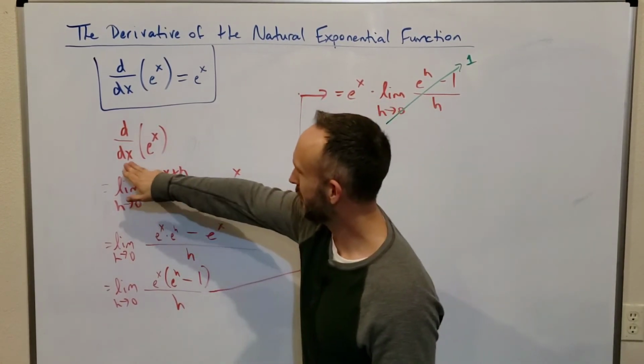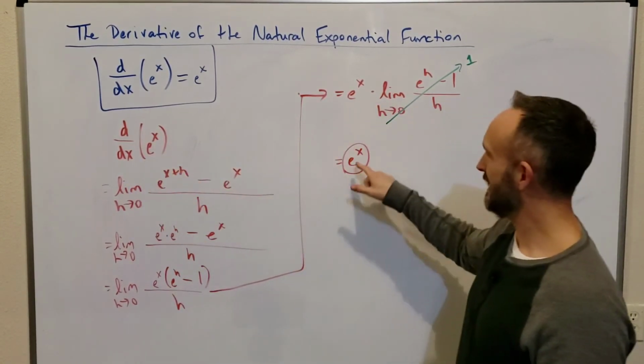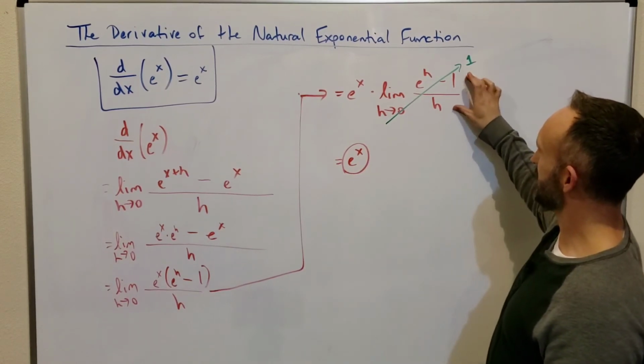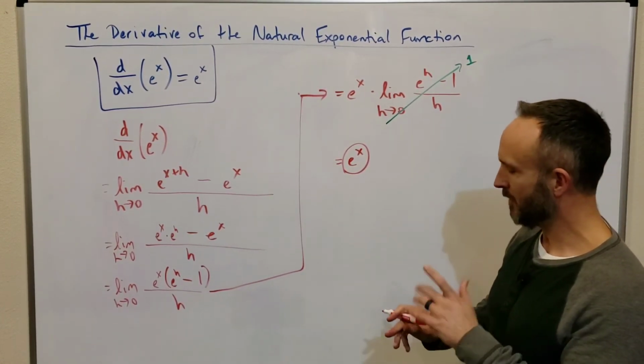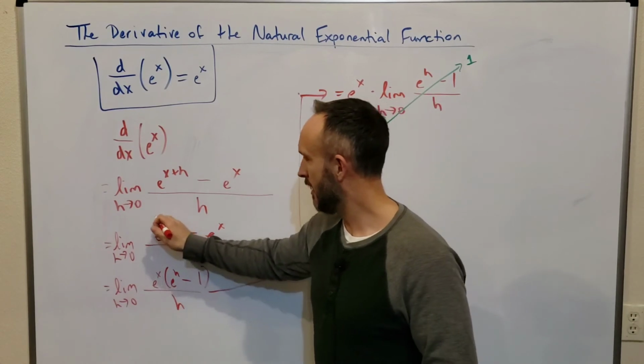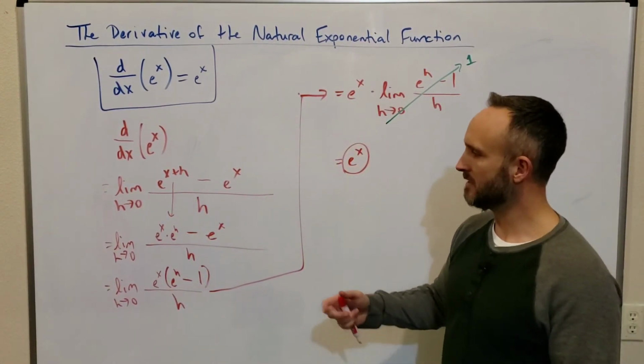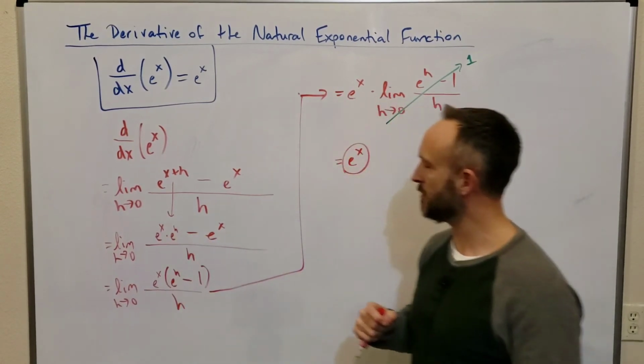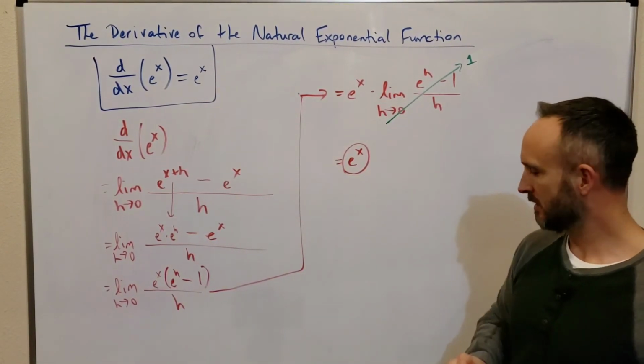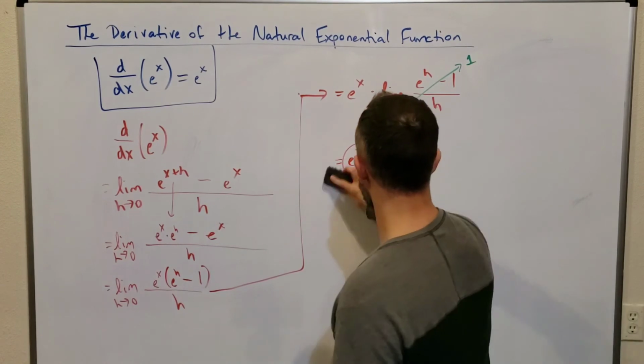So the derivative with respect to x of e to the x is e to the x, and it depends on the value of this limit. And the cool algebra that we saw here was doing this splitting of exponents in reverse instead of combining like we're used to here. Okay, so let's try some examples with this function.